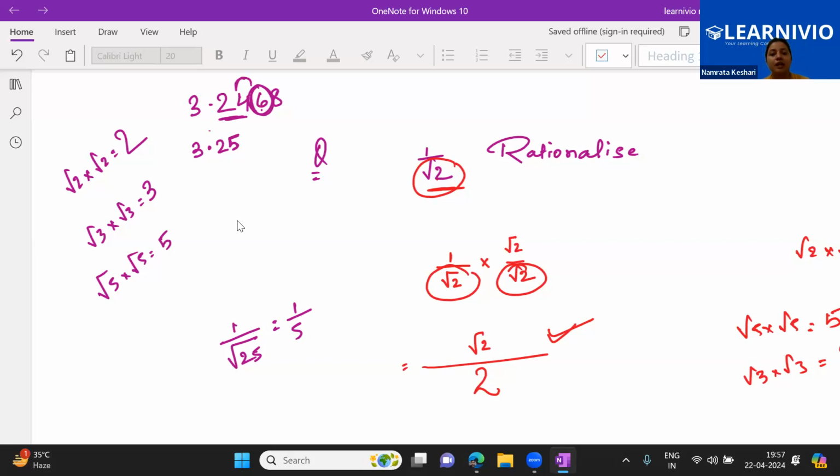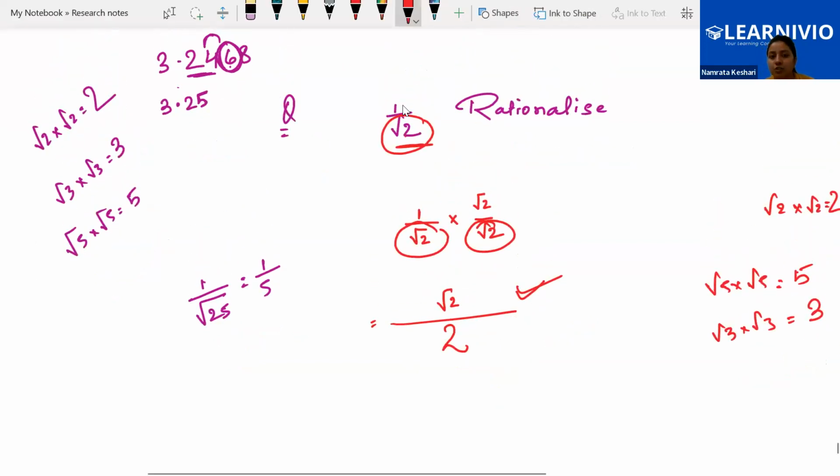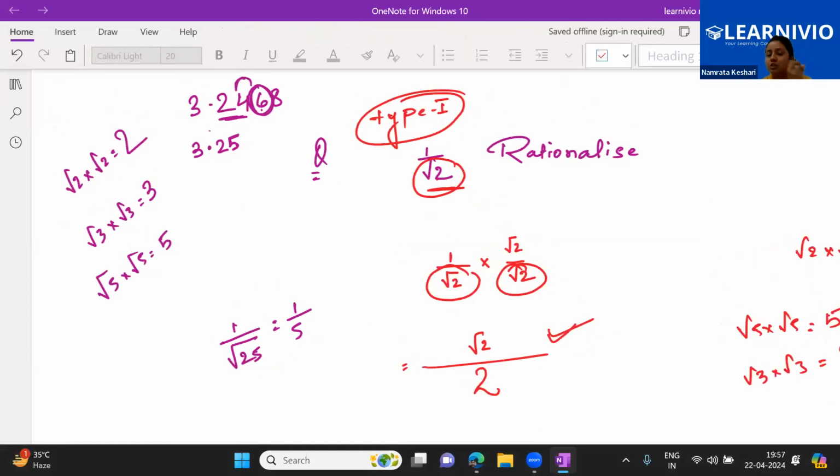Let's do a few more questions from rationalization, because most of the time this is one of the types of question you can see, because you are just learning it and are not used to this concept. This is the type 1 problem, where we multiply by the same term as the denominator. If it is root 3, root 5, or root 6, we multiply the same term in the numerator and denominator.